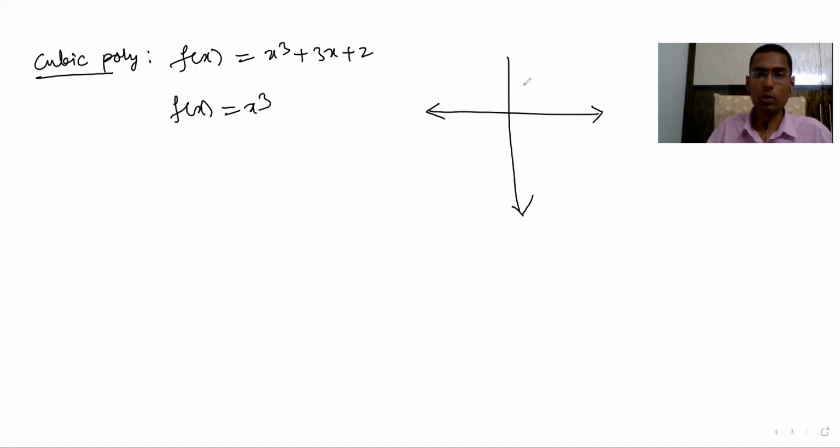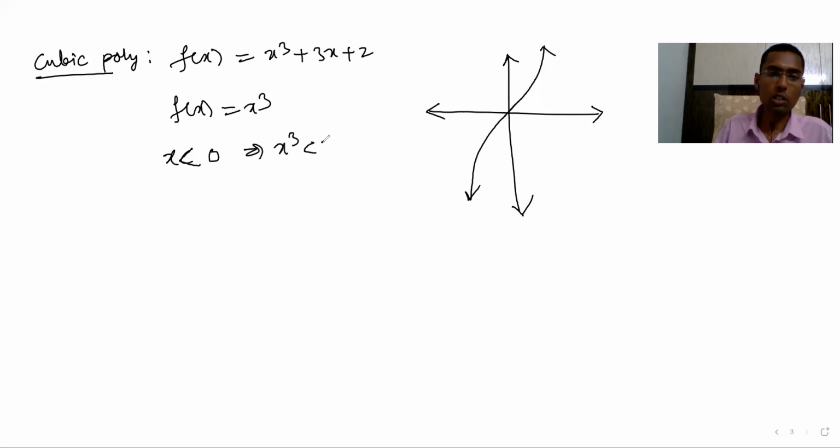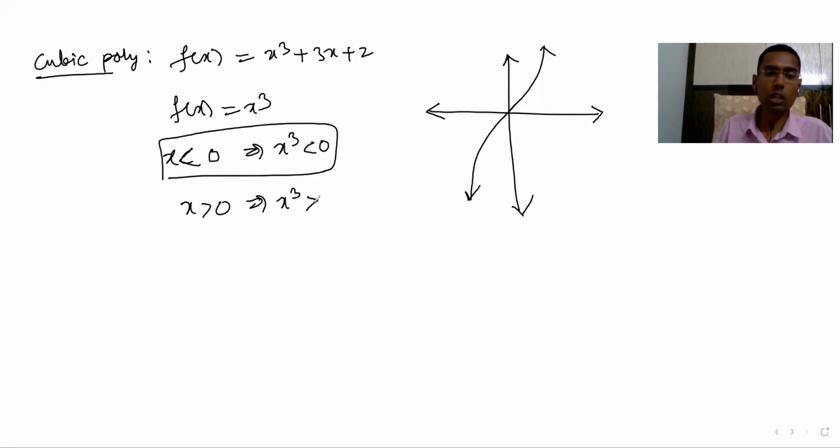You know, the graph of f of x equal to x cube is like this. Because if you put x as a negative number, that is x less than 0, that implies what? x cube is also less than 0. That means it will take all the negative numbers. If x is greater than 0, that implies x cube is also greater than 0. So it will take all the negative numbers and all the positive numbers. Like this, the graph will be like this.